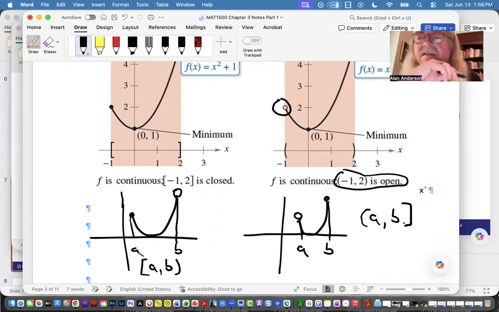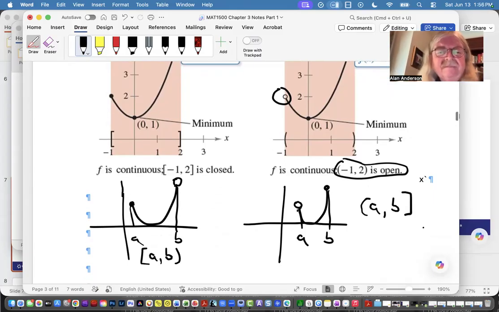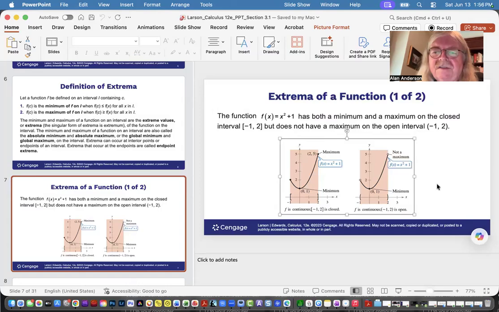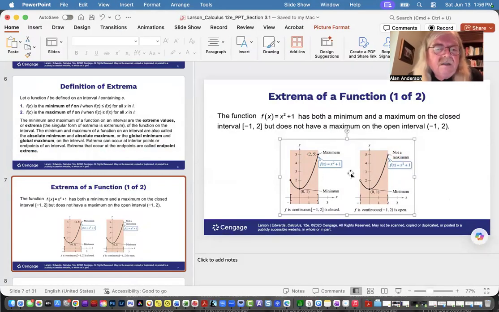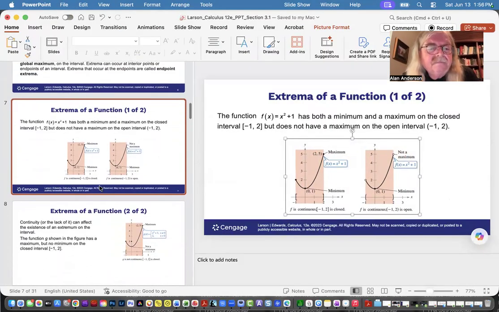Okay, so it's very important to pay attention to whether the interval is open or closed, or half open, as it's sometimes called. That'll affect our results.